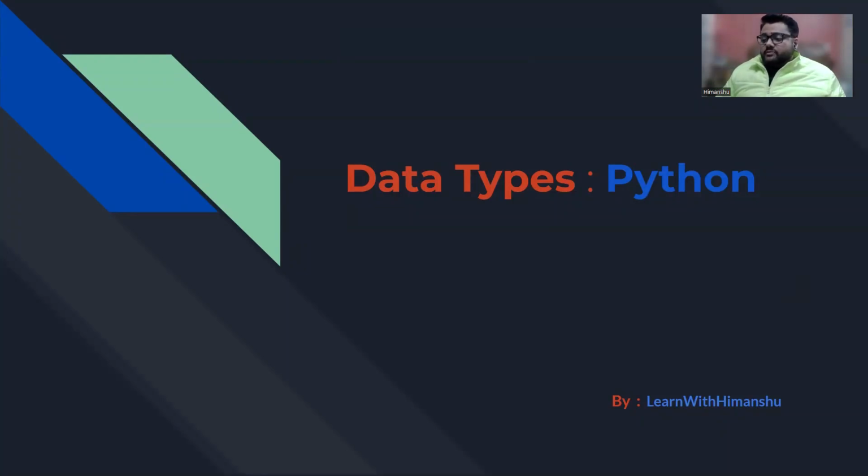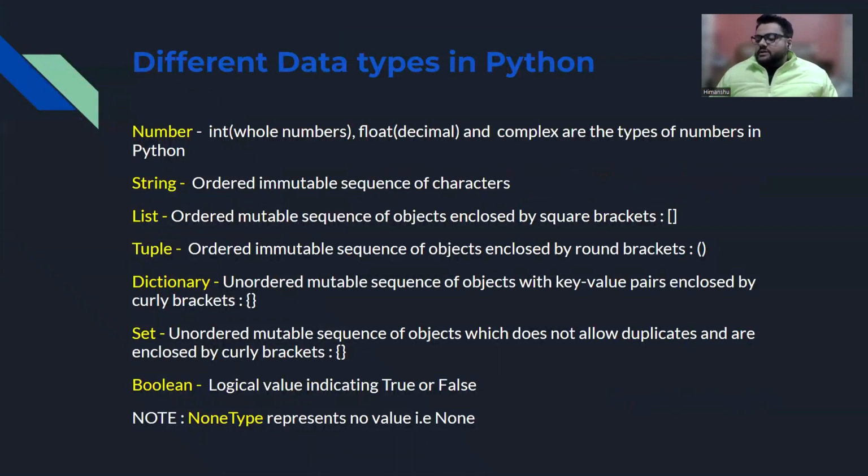So today let's dive into the data types in Python and also see what the type function does in Python. These are the few data types that we have in Python. The first one that we have is number. The first one is a number data type. It has int, float, and complex numbers as the types.